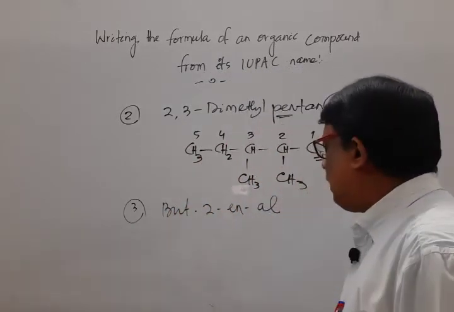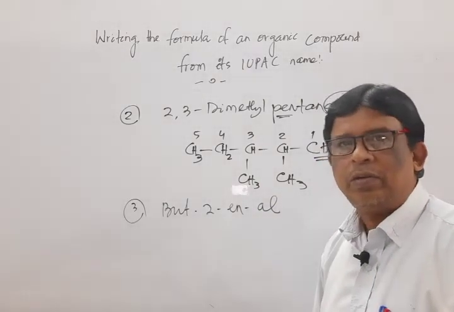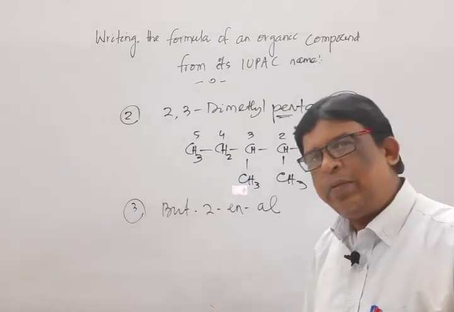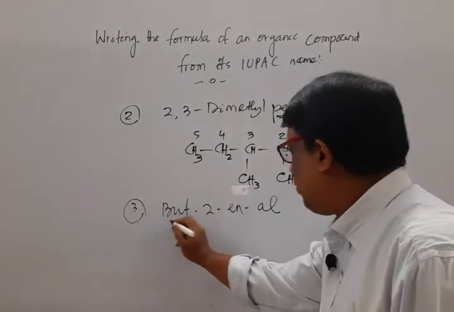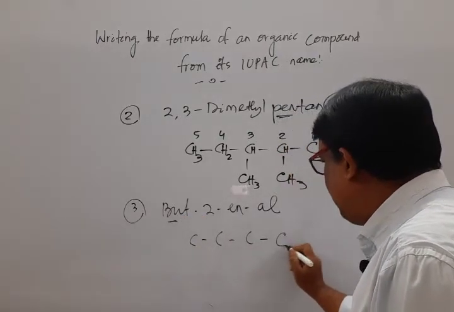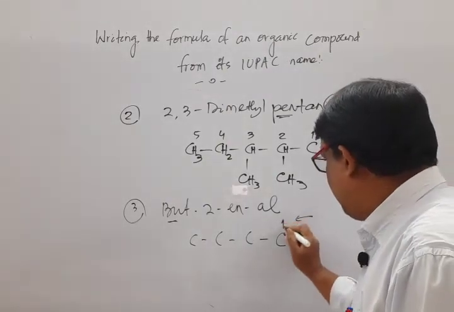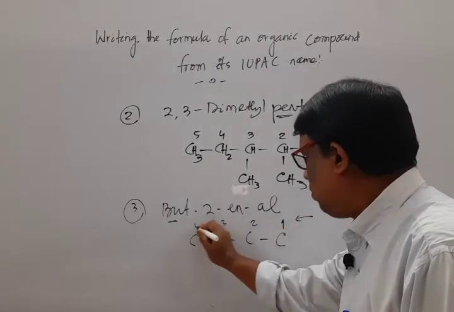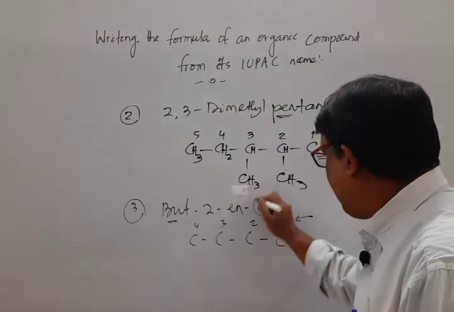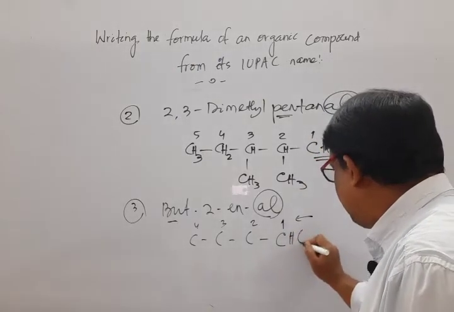But-2-enal. Mark that, but-2-enal. Suppose this is the name, we have to draw the structure. Same procedure follow, but means 1, 2, 3, 4. Then numbering 1, 2, 3, 4. Mark which one is the principal functional group? Al. Al means aldehyde, that is CHO.